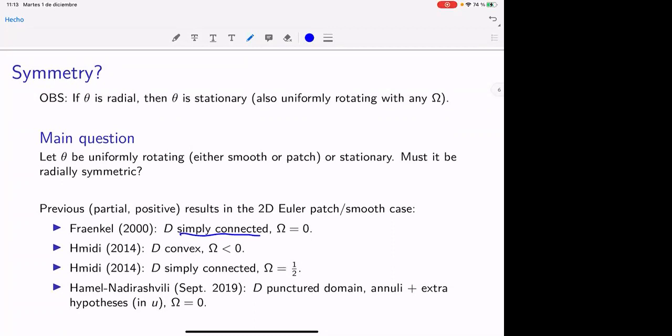So Fraenkel in 2000 proved that in the stationary case, if the patch is simply connected, then the only solution is the disk. And Midi proved in another paper in 2014 that if omega is negative and D is convex, it's not quite convex, but something close to being convex, I didn't write the whole assumptions here, then the only possible solution is the disk. And he also did the case when omega is 1/2, for which there is a trick using harmonic functions. And the main thing is that all these three proofs use moving planes.